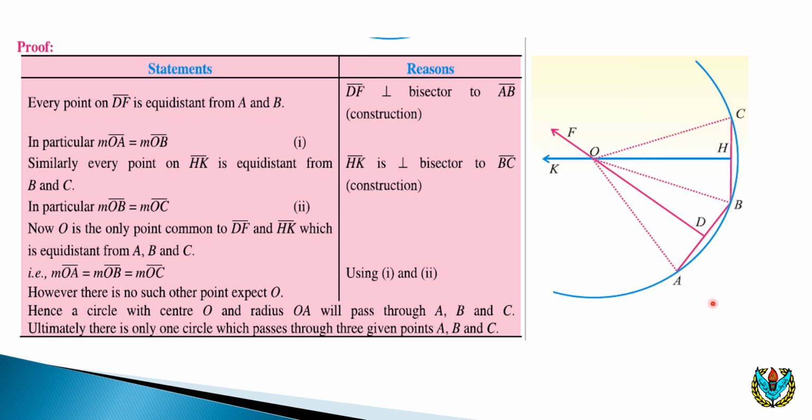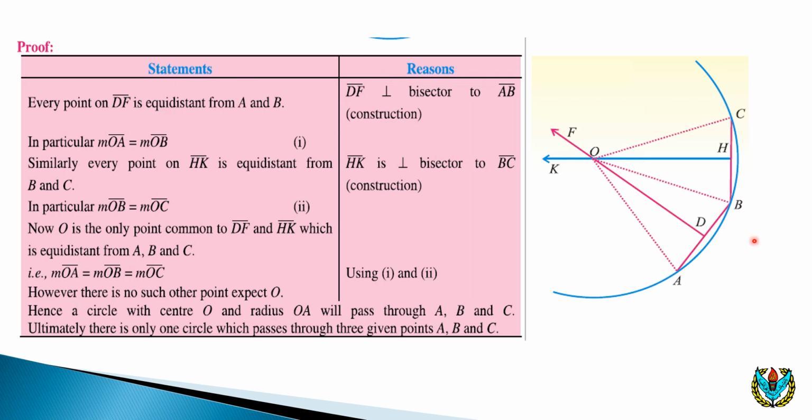So OA is the radius of the circle, or you may say OB is the radius of the circle. And similarly, you may say OC is the radius of the circle, because O is a single point which is having equal distance from A, B and C. So we can say that it is a circle with center O and radius OA, which passes through all 3 points A, B and C. So we will discuss the theorem in this way, proved with statements and reasons.